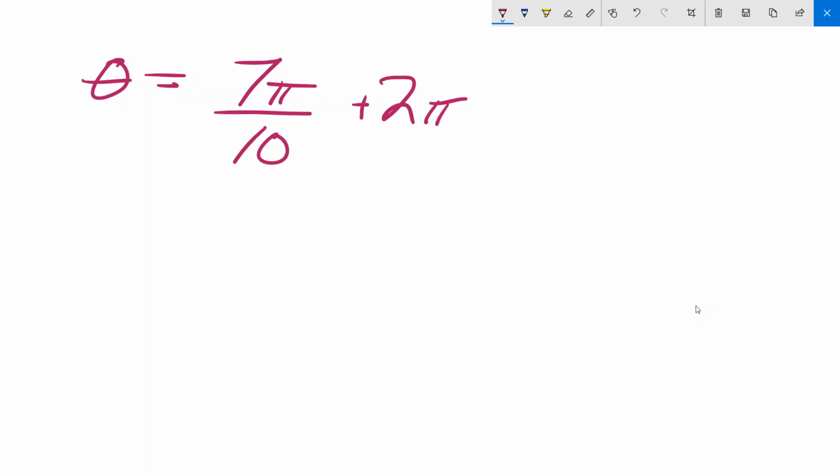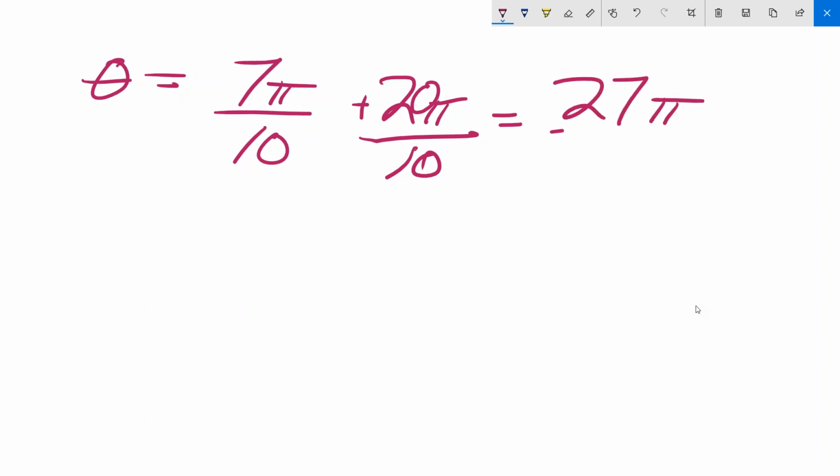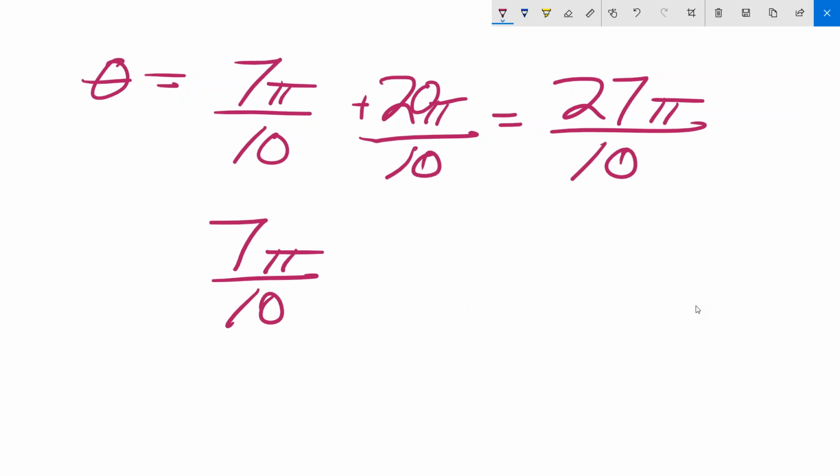Now, you need a common denominator to add these two things together. So we multiply the bottom by 10 to give us a common denominator, multiply the top by 10 to give us a common denominator. Now 20 pi over 10 is the same as 2 pi. And we can add these two fractions. What are they? That's your positive coterminal angle. And now what is your negative coterminal angle?